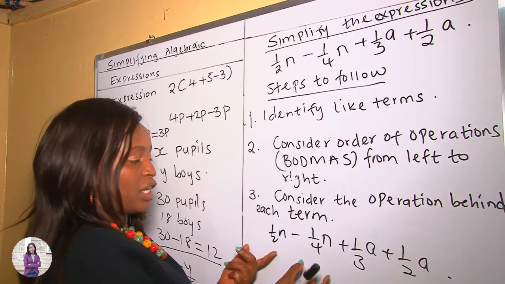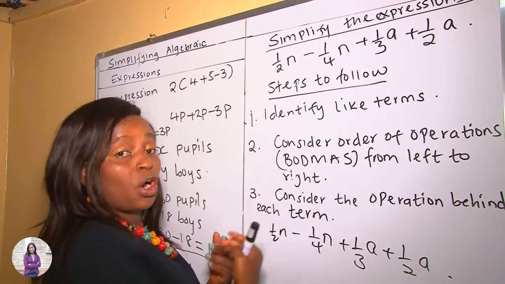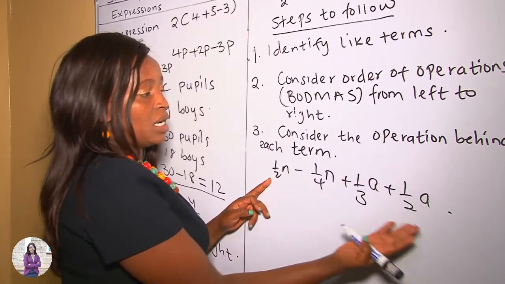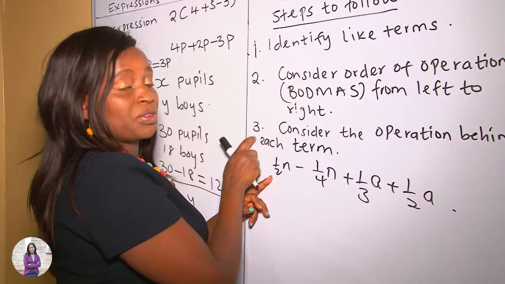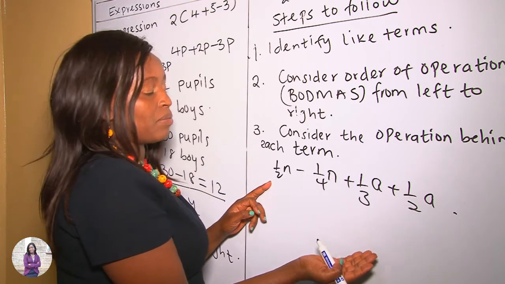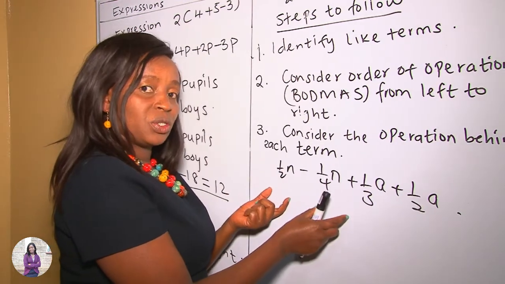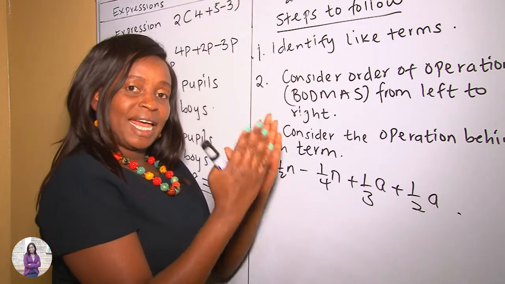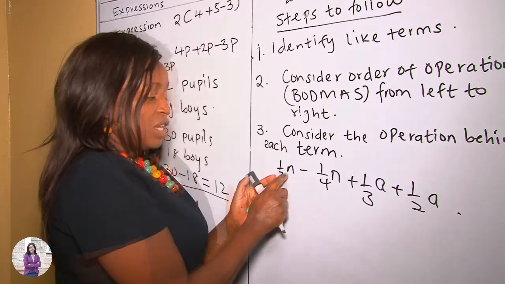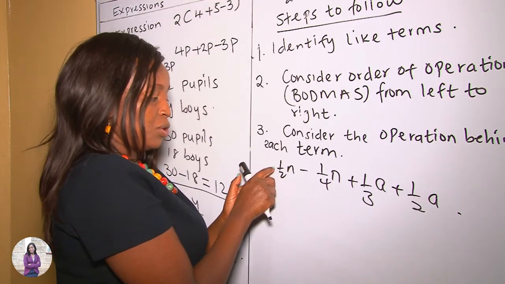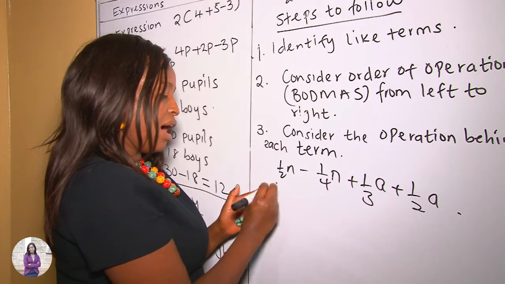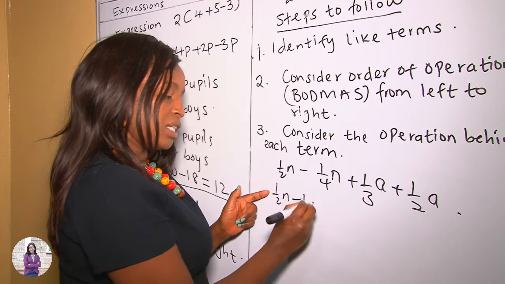The next step, as you can see, we consider the order of operation, that is from left to right. But here, we are going to consider step 3 more because the terms already are different. They are not the same. Therefore, when you're working out this question, we are trying to put like terms together. That is n to be together and a to be together. The sign behind this half n is positive, but the sign behind this quarter n is taking away, meaning a half n take away a quarter n.